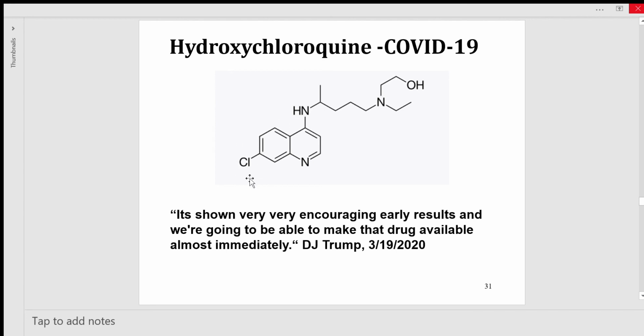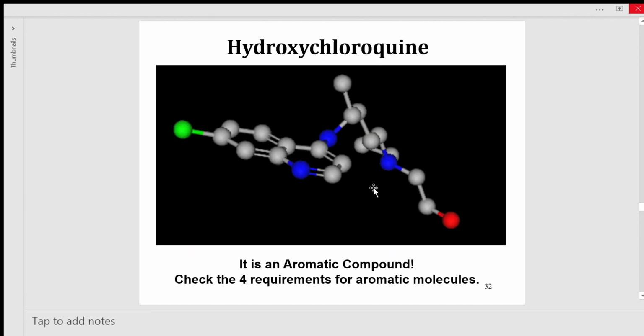This is the chlorine part, you see this chloro. This is hydroxy, and this part is the quine part. Whenever I saw this structure, I thought, oh, this is an aromatic molecule. So that's the molecule we are learning right now. I want to check the real 3D structure of hydroxychloroquine.